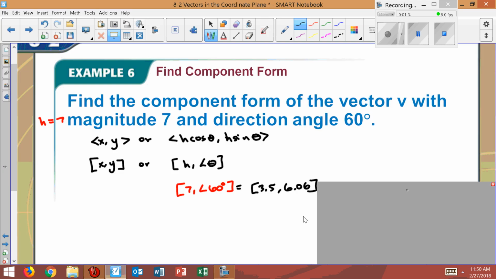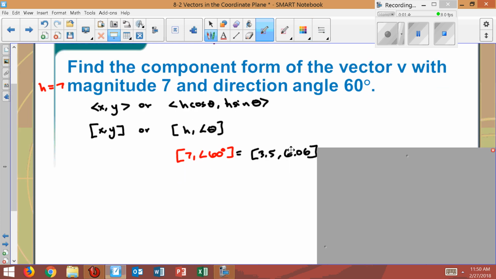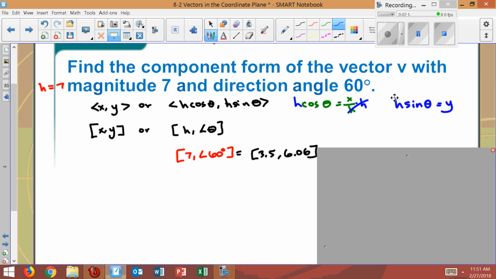Now that is the calculator's answer, but it's not the best answer, because that actually comes from a square root. So I want you to think through it this way. If I go through the whole process, the actual value of x comes from, I didn't even explain this, cosine of theta equals x over h. So if I needed to find what x is equal to, I would simply multiply by h. That's where I got h cos. It's the same idea for y: h sine theta is equal to y.